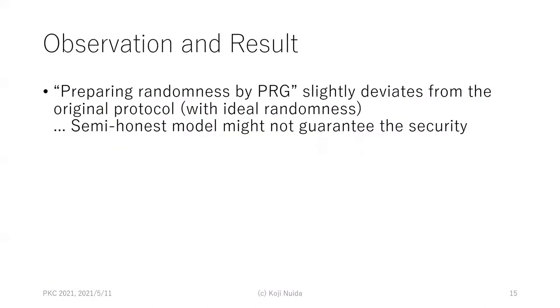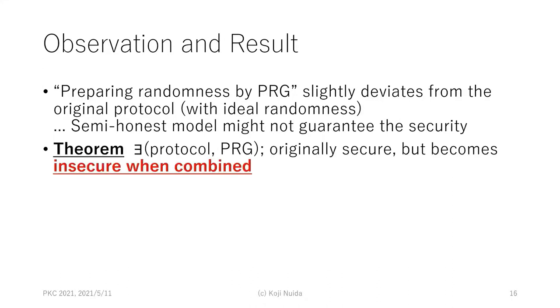For the difference between the cases of true randomness and PRG, the main observation is that using a PRG instead of true randomness is seemingly small but certainly a modification of the original protocol. On the other hand, the semi-honest model supposes that the parties perfectly follow the original protocol itself. Therefore, in theory, it might happen that security of the original protocol in the semi-honest model does not guarantee the security after using a PRG. Indeed, one of the main results today is giving, as a counterexample, a pair of a two-party protocol and a PRG. Both are secure individually, but it becomes not secure when combined.